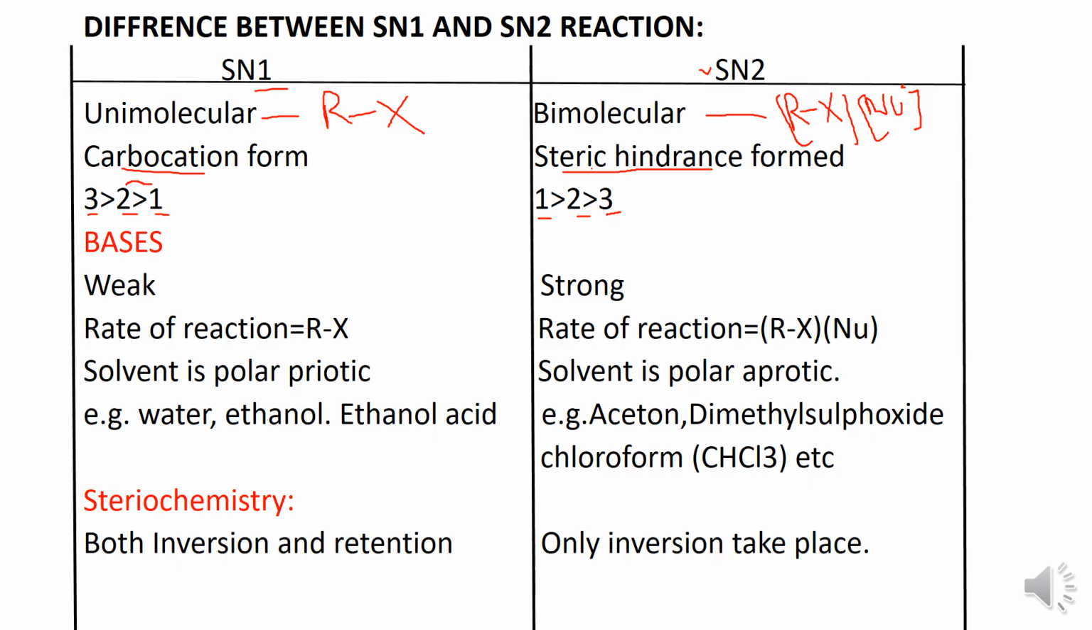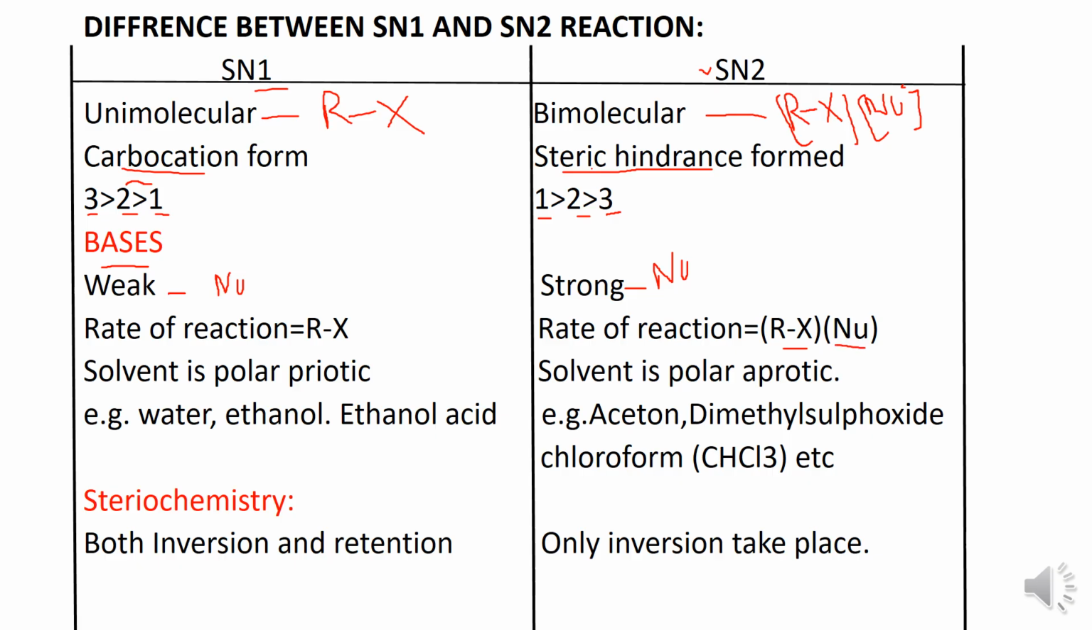The SN1 reaction also depends on the substrate basis. Students, are you listening? The nucleophile is weak in the SN1 reaction while the nucleophile is strong in the SN2 reaction. And the rate of reaction depends on the RX, while in the SN2 reaction the rate of reaction depends on the RX and the nucleophile.